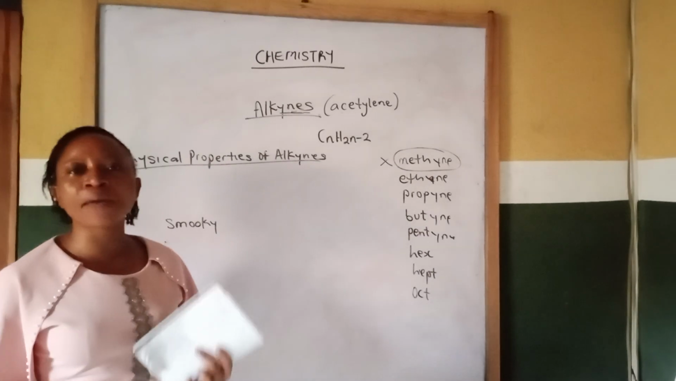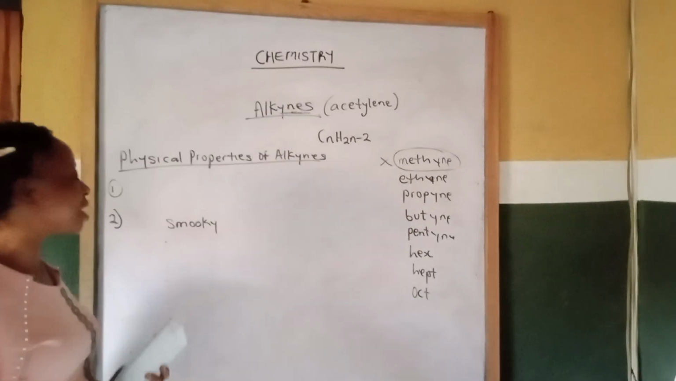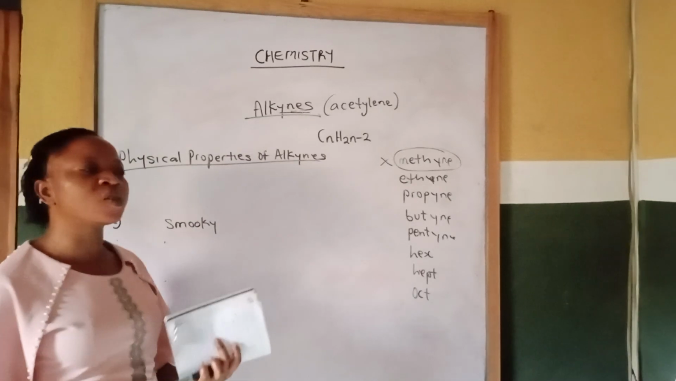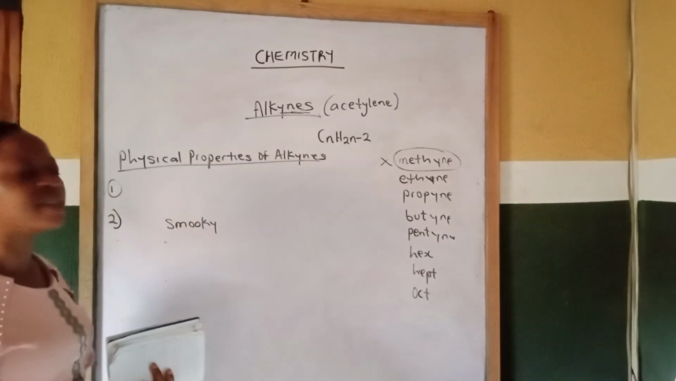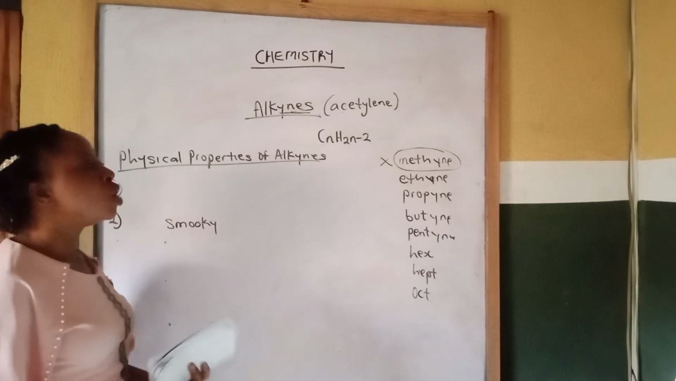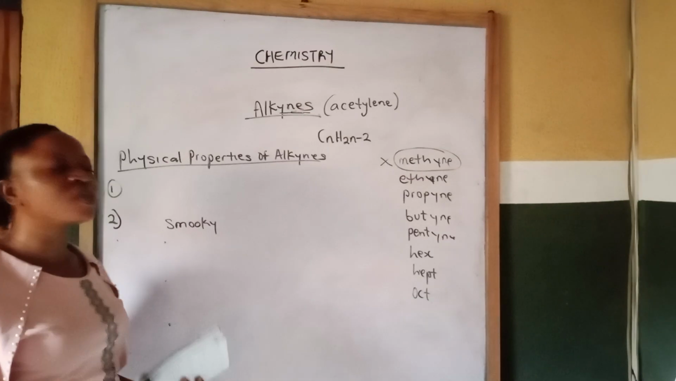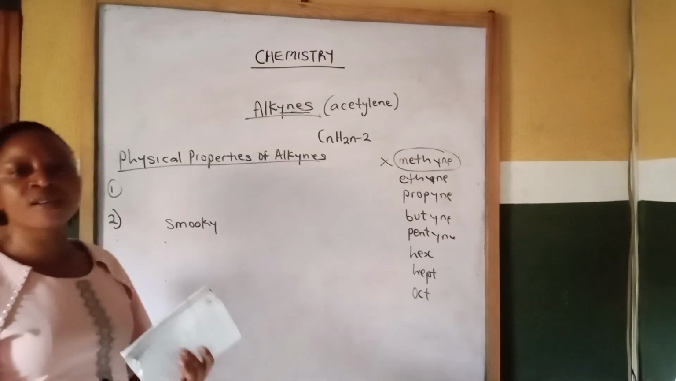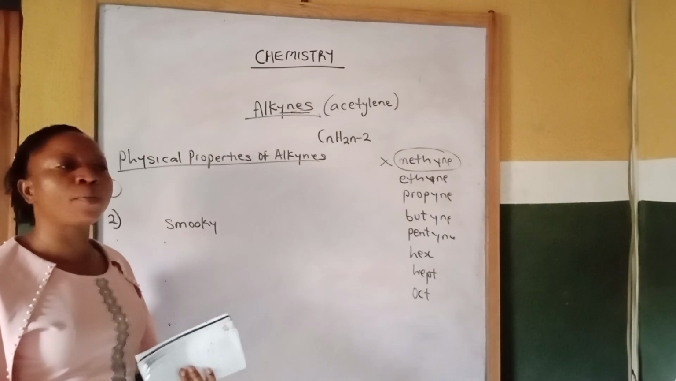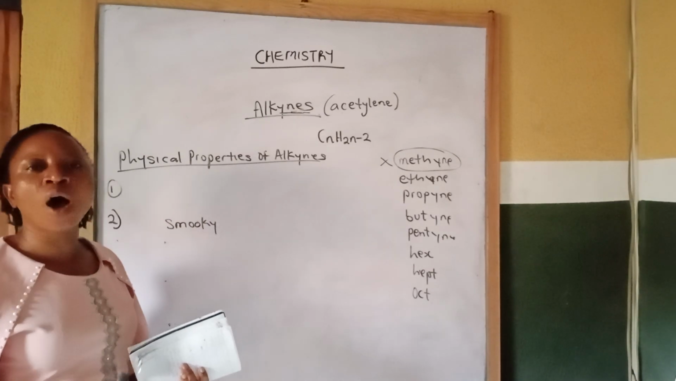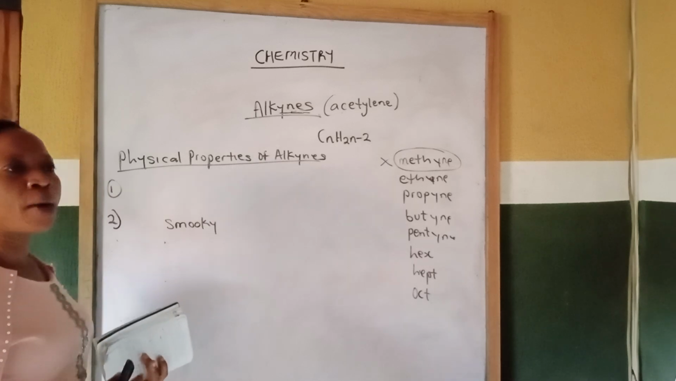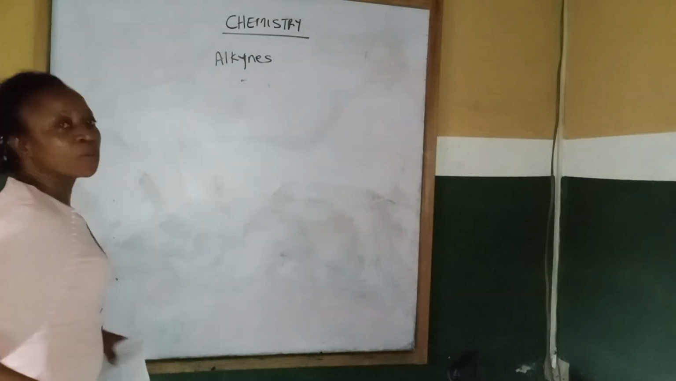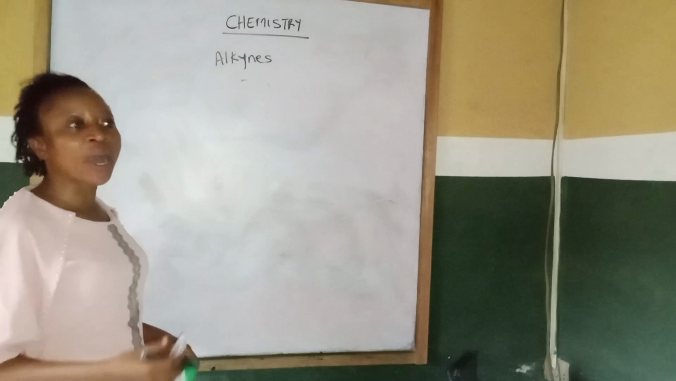Then they have high melting and boiling points due to high carbon content in their molecules. And lastly, their melting and boiling points increase as the number of carbon atoms increases, or as their molecular mass increases.